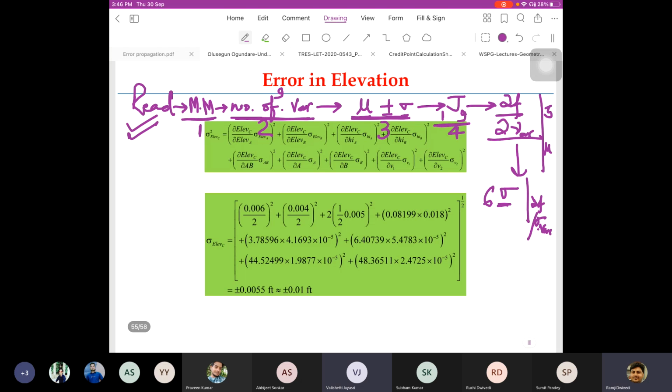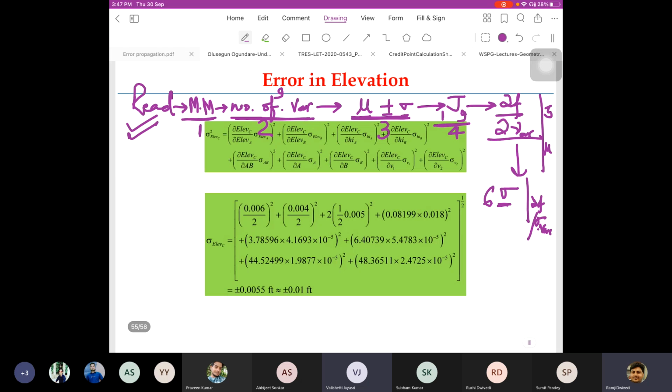Sir, from elementary probability and this error propagation, after going through that, I got a query. Sometimes they indicate standard deviation as the square root of the sum of squares of residuals divided by n minus 1, and sometimes as the square root of the sum of squares of residuals divided by n. Why is it sometimes n minus 1 and sometimes n, sir?